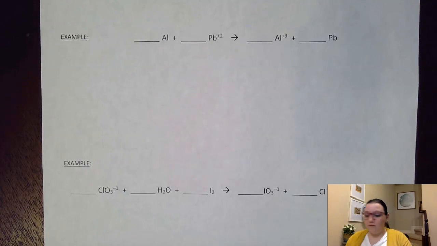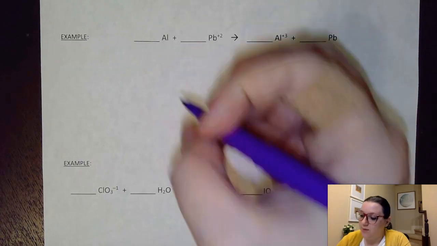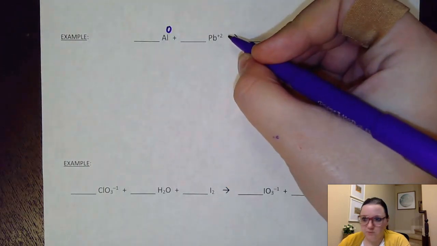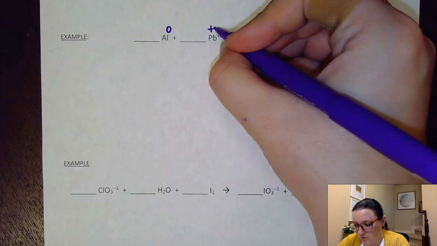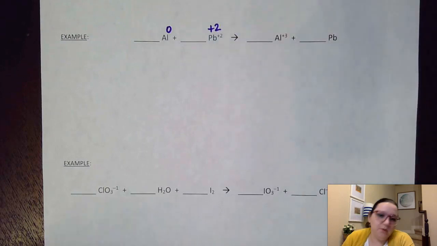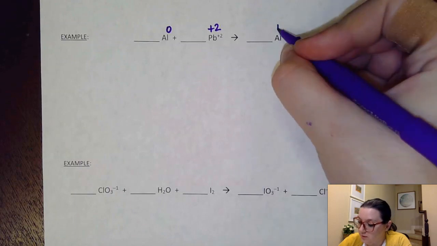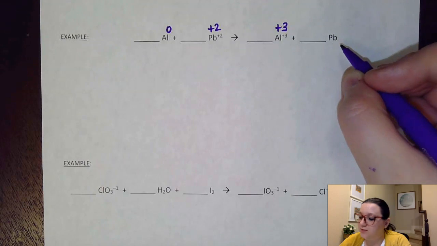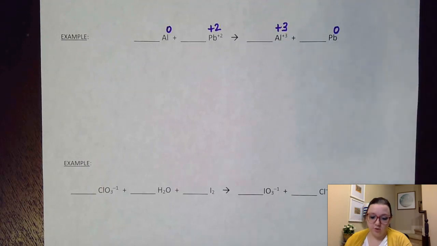So I'm going to start this off just like I did the previous one by assigning my oxidation numbers first. Aluminum here's by itself, so that's 0. Now this Pb has a positive 2 charge with it, so that means its oxidation number is that positive 2. And if you want to rewrite it, you can, or you could just leave it as is. Same thing goes for this aluminum here. That's a positive 3. However, this lead here doesn't have anything shown with it, and so we assume that it's neutral.